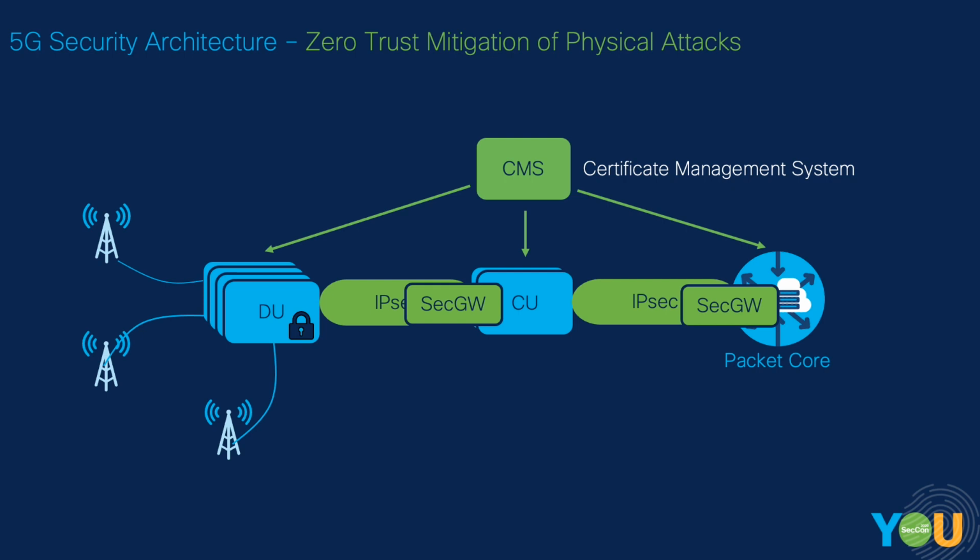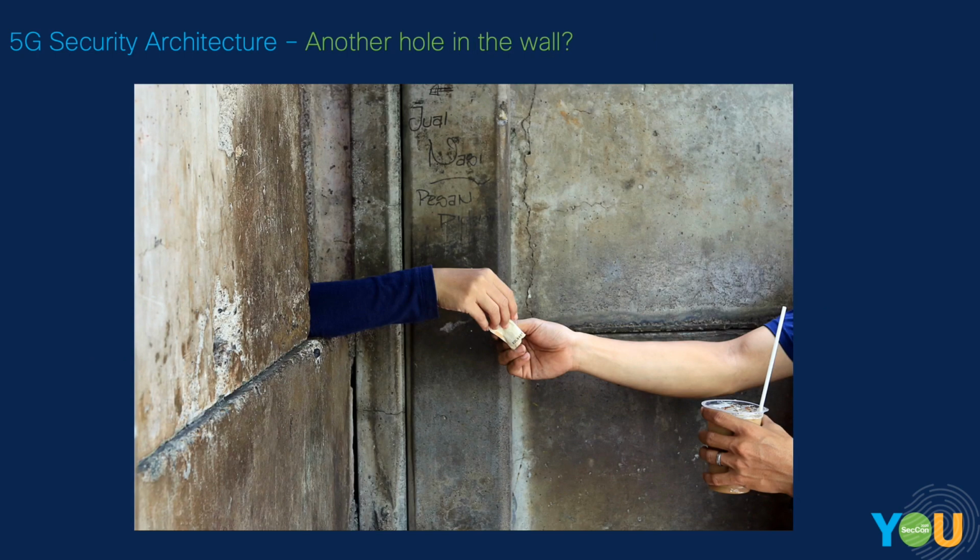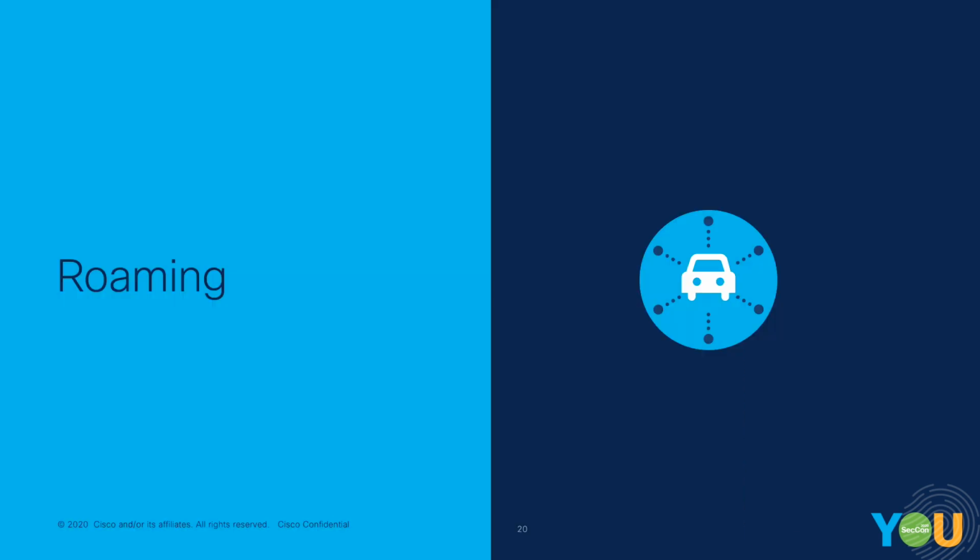So I've made sure that no one can enter. Let's say I've done this on my DUs, I've done this on the fronthauls, so I've protected that side of the network. What next, right? Is there another hole in the wall where we can enter and try to enter the core? And the answer to that is yes, there is, and it's called roaming.